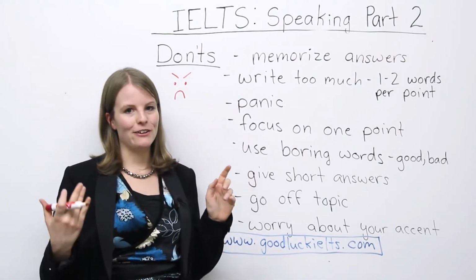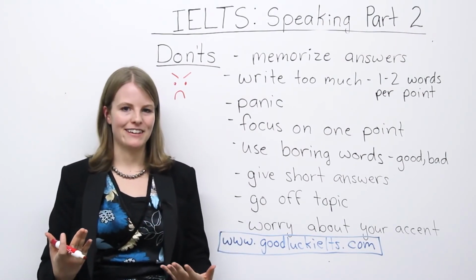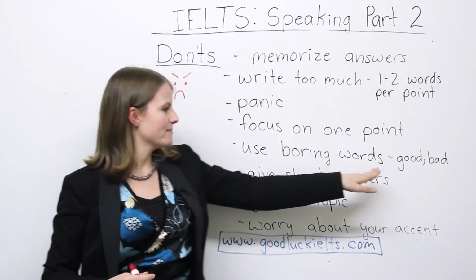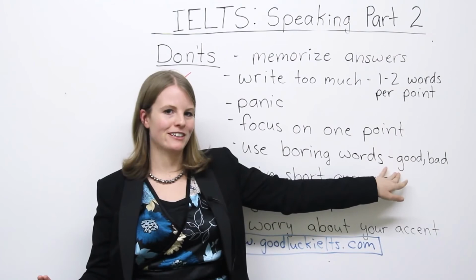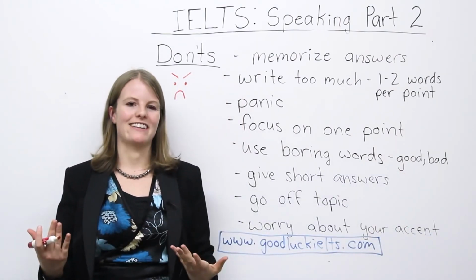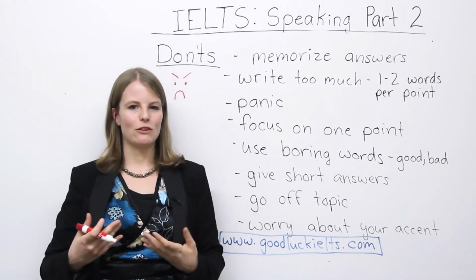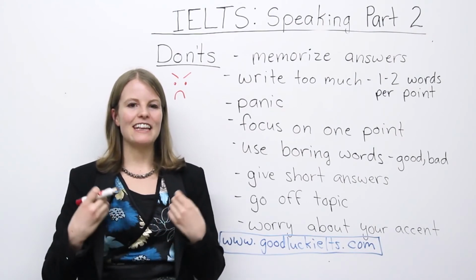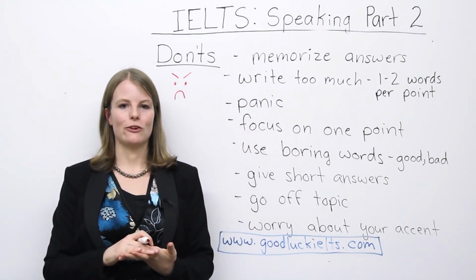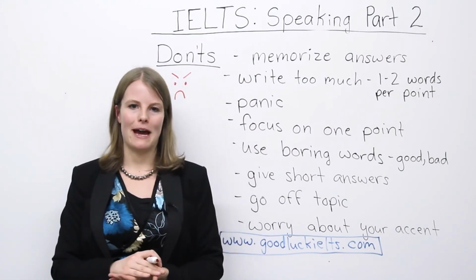Don't use boring words. Okay, remember, you're getting marked on vocabulary. You want to use interesting vocabulary. So for example, good, that's a boring word. Bad, again, a boring word. Use something interesting. Like, my favorite teacher was really exciting. She was very enthusiastic. That's so much better than just saying, my favorite teacher was good. Okay, or the museum I went to was bad.